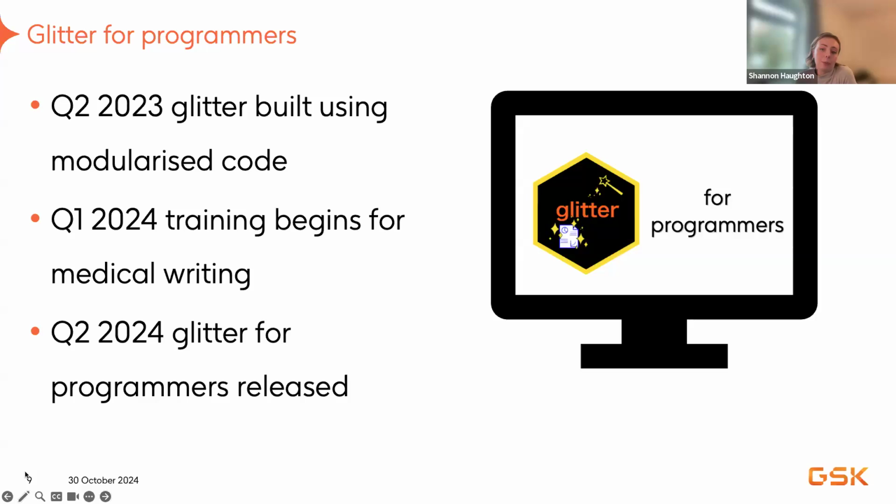So creating Glitter for Programmers was made easier by a couple of things. So we built Glitter as a packagized Shiny app, which makes having different versions available simultaneously a little bit easier. And we also modularized our Shiny app. So removing the bits that weren't needed, that related specifically to medical writing, that wasn't a super complicated task for us where we had to detangle it all. It was already pretty separated out.